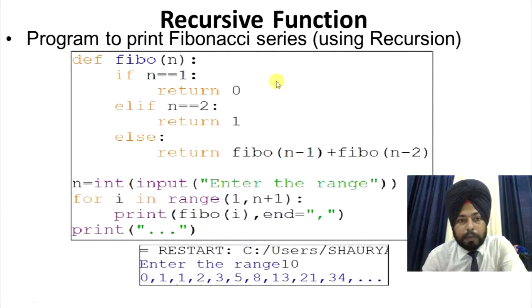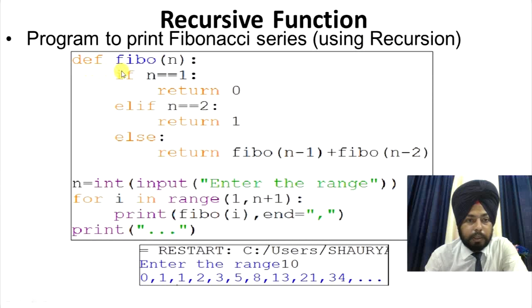This is a program to print Fibonacci series or Fibonacci numbers using recursion. Here we have defined Fibo as Fibonacci numbers. If n equals 1, then it will return 0. If n equals 2, then it will return 1. Else return this syntax: Fibo(n minus 1) plus Fibo(n minus 2).